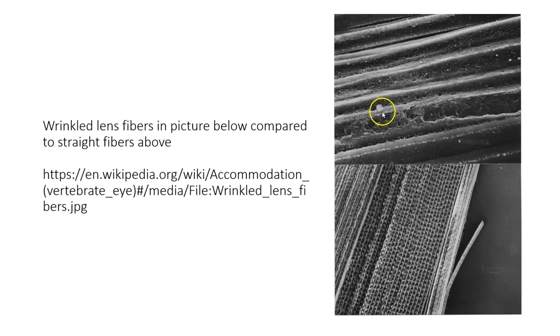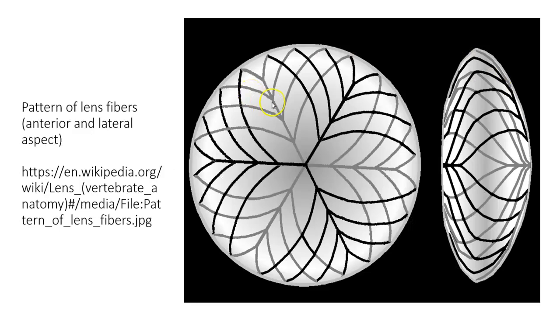Here you see some pictures of the fibers in the lens, coming from Wikipedia, as you can see. These are lens fibers, and these are straight fibers. And this is a picture that schematizes how the fibers are in the lens. This is of course curved.